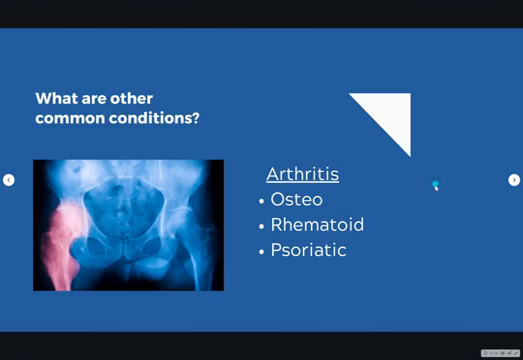What are some other common conditions? Well, arthritis is a common condition. Primarily we see osteoarthritis, which is a wear and tear of the joint. It wears unevenly due to the amount of pressure being put on it, and if there's been some trauma to the joint. We also see rheumatoid arthritis, which is more of a systemic arthritis affecting many joints in the body. And then psoriatic arthritis, which is associated with psoriasis.